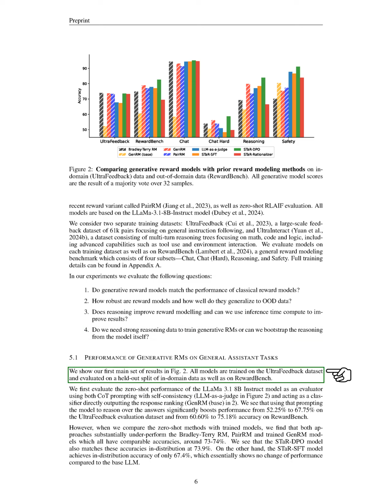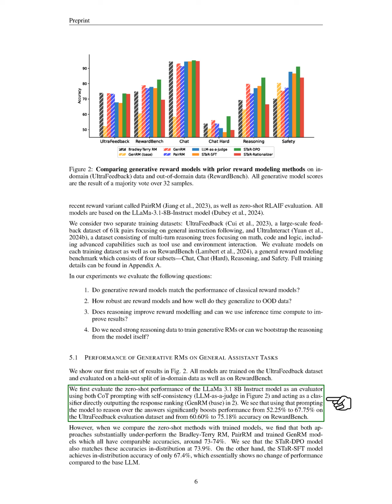For our first set of results, we show that all models trained on the ultra-feedback dataset were evaluated on a held-out in-domain split and reward bench. We first looked at the zero-shot performance of the Llama 3.18b instruct model as an evaluator, using chain-of-thought prompting with self-consistency and acting as a classifier that directly ranks responses. We found that prompting the model to reason over answers significantly improved its performance, raising accuracy from 52.25% to 67.75% on ultra-feedback and from 60.60% to 75.18% on reward bench.